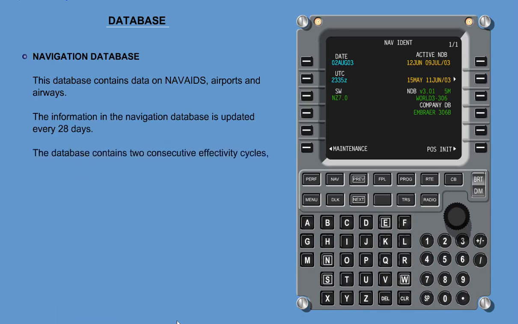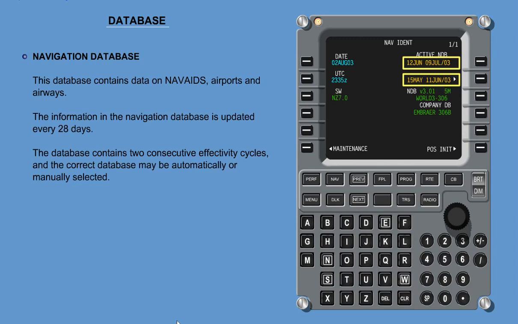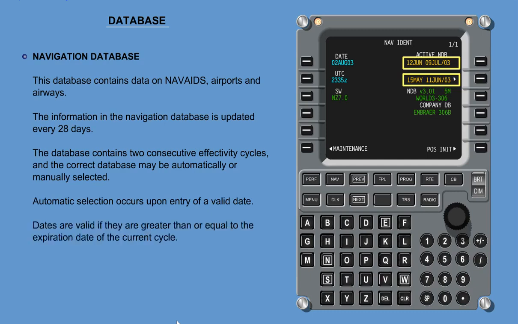The database contains 2 consecutive effectivity cycles, and the correct database may be automatically or manually selected. Automatic selection occurs upon entry of a valid date. Dates are valid if they are greater than or equal to the expiration date of the current cycle.